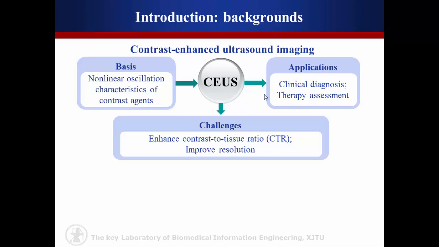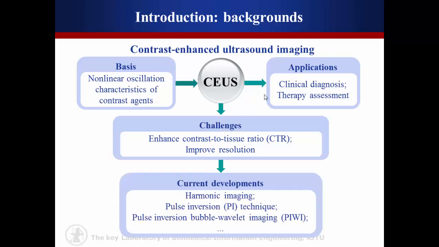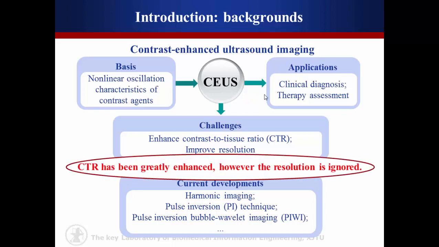inhibiting the strong tissue backscattering to enhance contrast to tissue ratio and improving resolution to distinguish small vessels are two critical challenges. Numerous CEUS modalities have been developed to enhance the CTR of CEUS, including harmonic image, pulse inversion technique, and so on. However, there is a compromise between CTR and the resolution in harmonic image, and the resolution is also limited by the finite bandwidth of the image system.